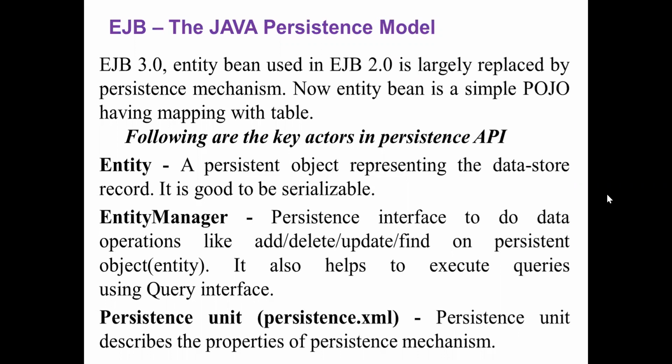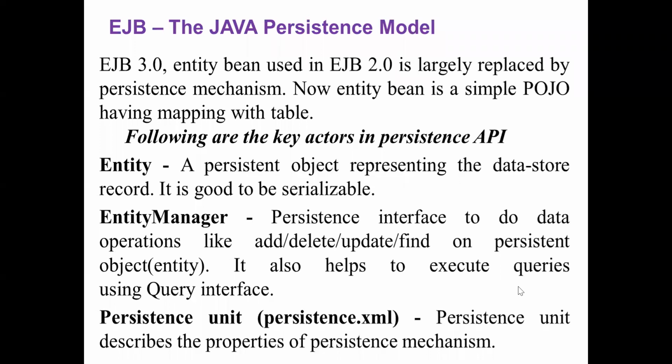So an entity bean is a very simple POJO having a mapping to the database table. When you work with the database table, there are some key factors to be known for the persistency model to work. There are 4 important points to remember as the key factors in the persistency API.